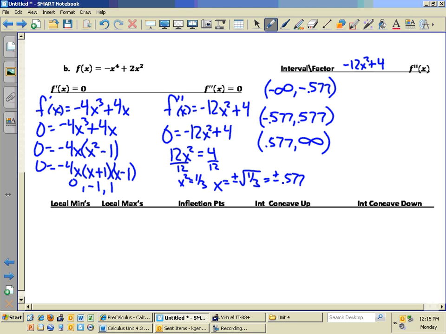What number between negative infinity and negative 0.577 would you like to plug in? Negative 1. So negative 1 squared is 1 times negative 12 is negative 12 plus 4 is negative 8. So is the second derivative positive or negative over this interval? It's negative. So that means that it is concave down.